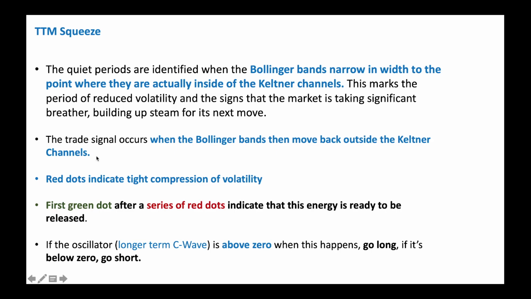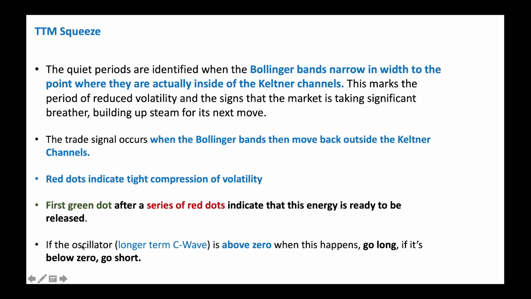So the trade signal occurs when Bollinger Bands move back outside the Keltner channel. Very important to know. This is when the trade signal occurs. The red dot indicates the compression of volatility. This is when you know the Bollinger Band is inside the Keltner channel. The first green dot after a series of red dots indicates that energy is ready to be released. This is when you know it's going to happen right now. It's a signal. You know it's going to fire.